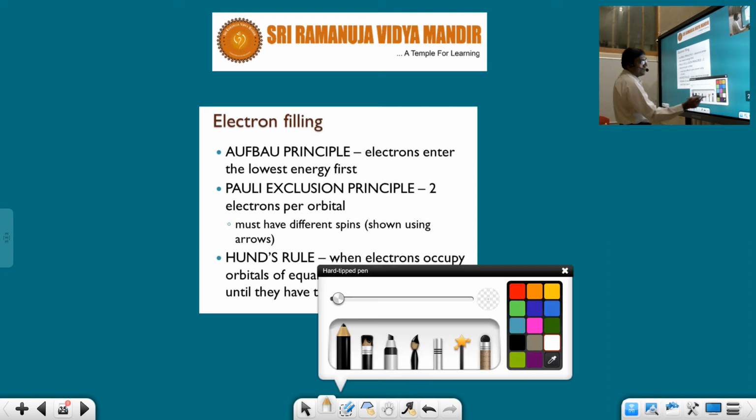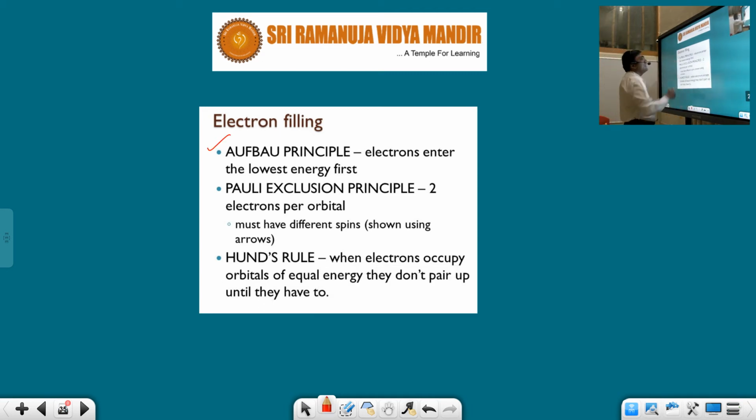So next, these are the three rules. Aufbau rule is something you already studied earlier. Which energy level should be filled first? That is what the Aufbau rule is about. Pauli's exclusion principle means no two electrons can have the same quantum numbers. And Hund's rule is how you should fill the electrons.